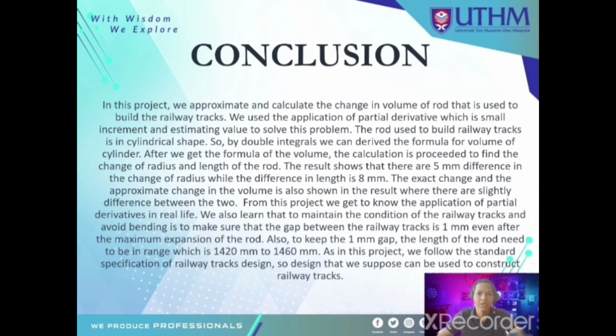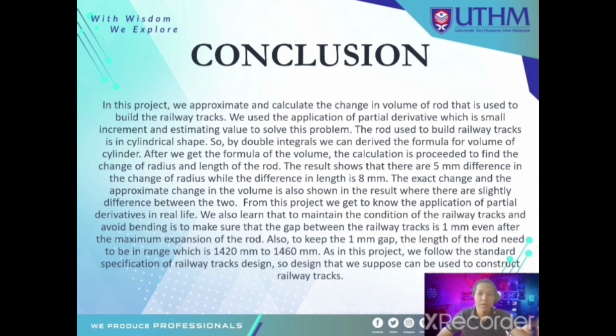For our conclusion, in this project, we approximate and calculate the change in volume of the road that is used to build the railway tracks. We use the application of partial derivatives, which is small increment and estimating value, to solve this problem. The road used to build railway tracks is in cylindrical shape. So, using double integral, we can derive the formula for the volume of a cylinder.